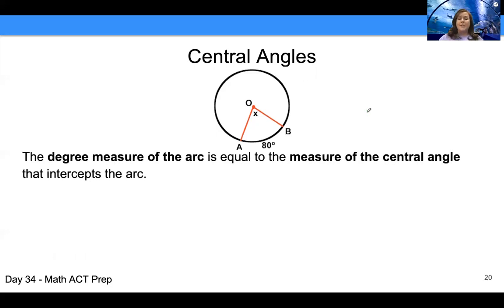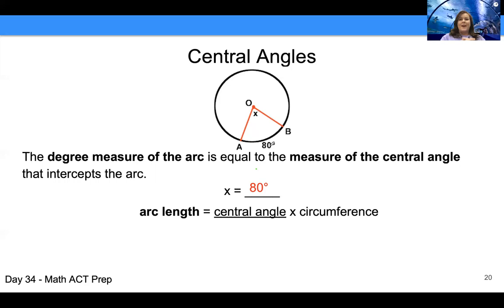Now, the thing to know about central angles is if this arc has a measure of 80 degrees, this angle is going to have a measure of exactly 80 degrees. They're going to be the same. If this is 80, this one's 80. If this angle is 80, this arc has a measure of 80 degrees.